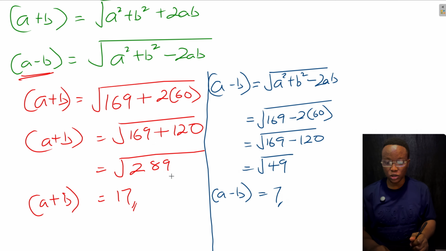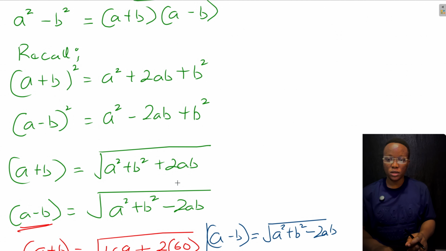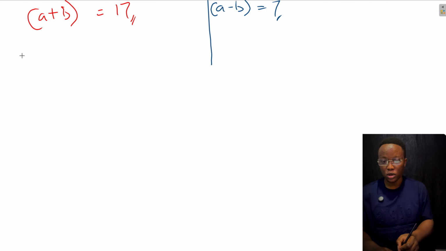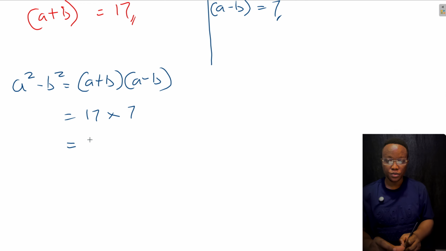Now to answer our question, we should find a squared minus b squared, which we already said is equal to a plus b into a minus b. So let us input the answers there now. We have a squared minus b squared, which is equal to a plus b into a minus b. A plus b is 17, we have that up here, 17 multiplied by 7, which is equal to 119.